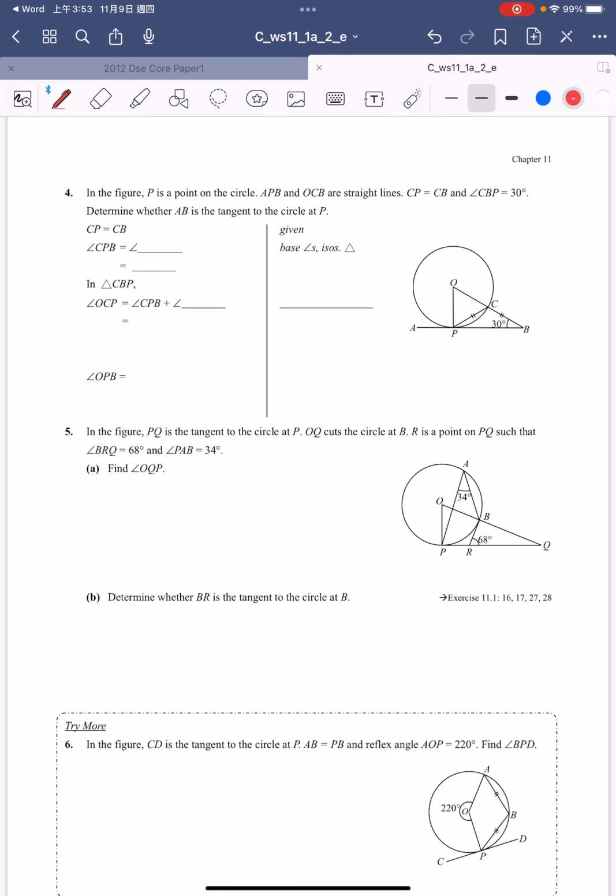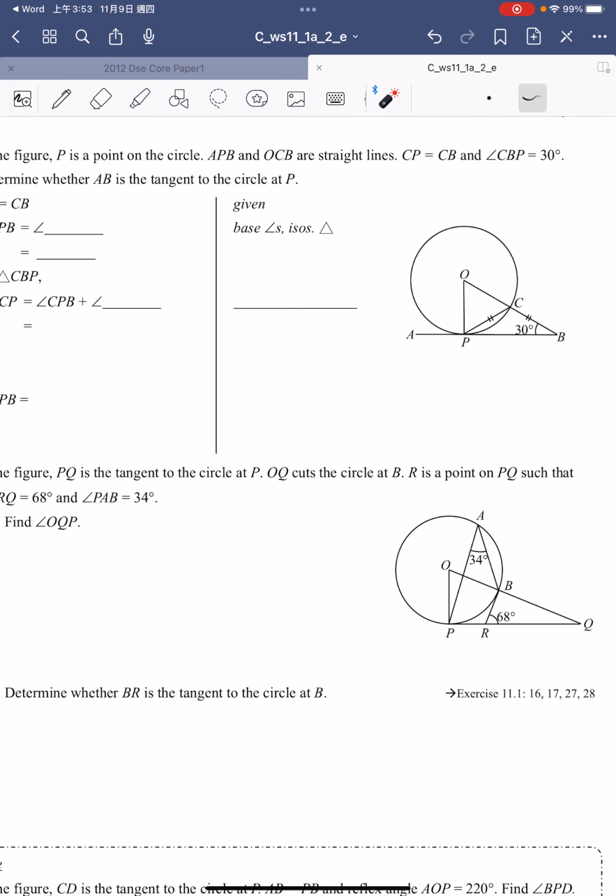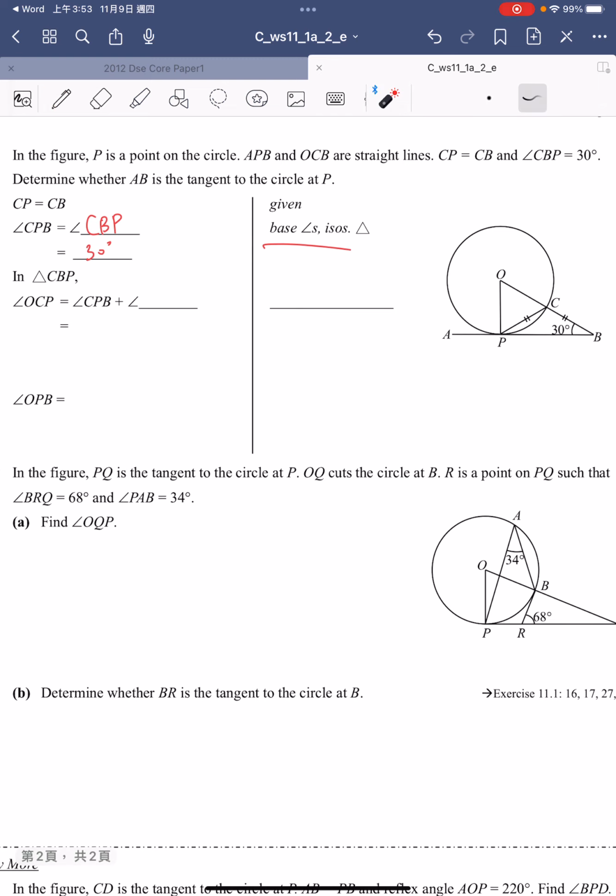So first of all, we have CP is equal to CB, which is given, so the angle CPB is equal to the angle CBP. So we have angle CPB equal to angle CBP by using base angles of an isosceles triangle, which is equal to 30 degrees. So now in the triangle CBP, the angle OCP, that's the exterior angle, is equal to the angle CPB plus the angle CBP. So that's equal to 30 plus 30, giving you 60 degrees by using the theorem of exterior angles of triangles.